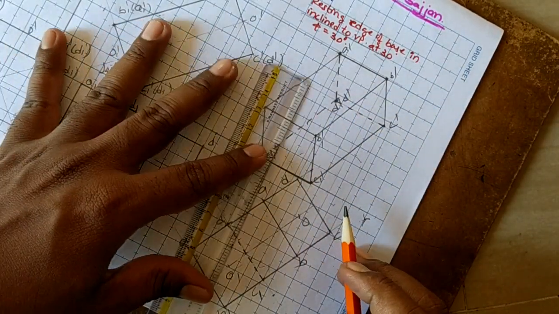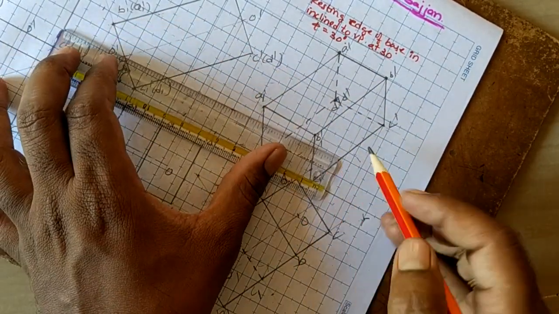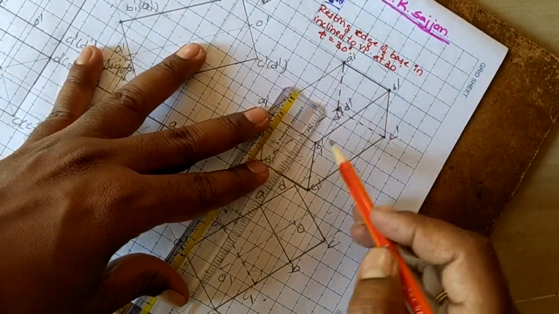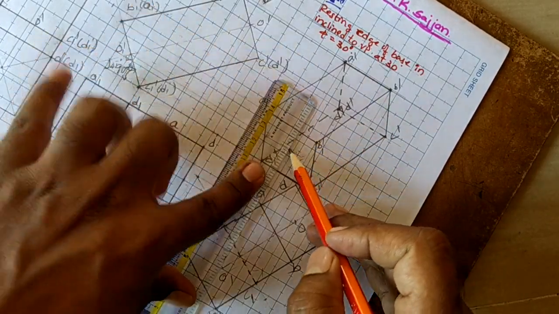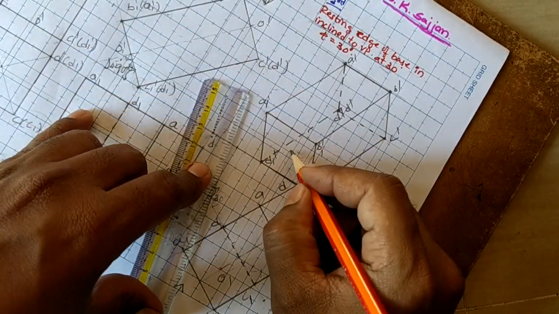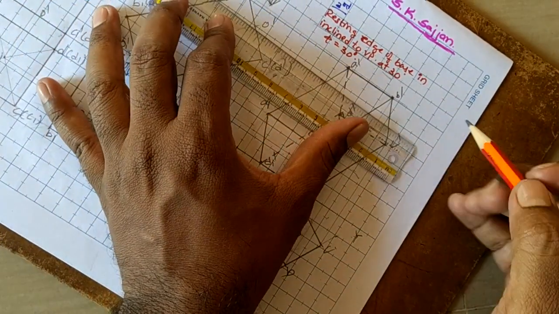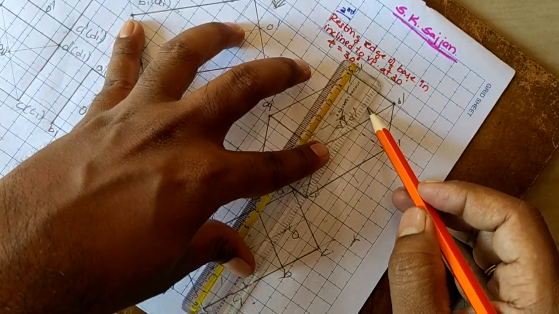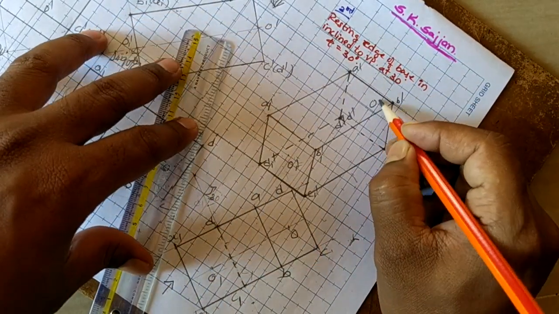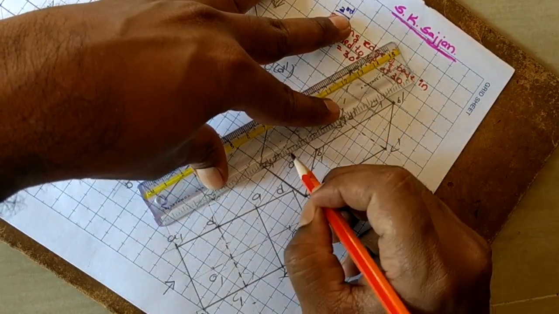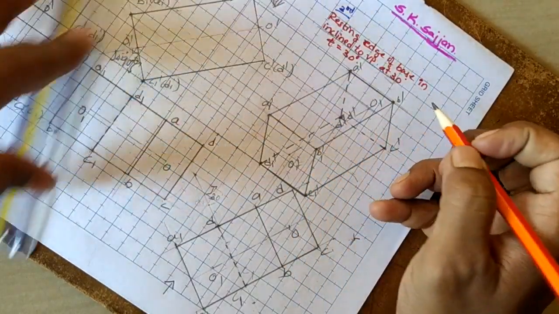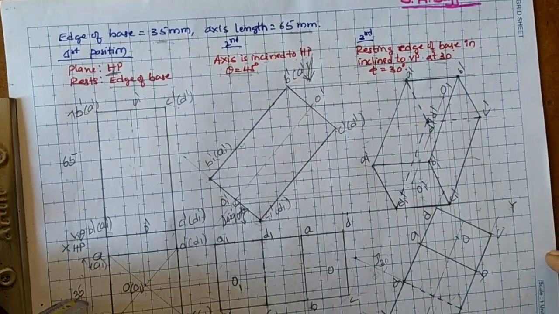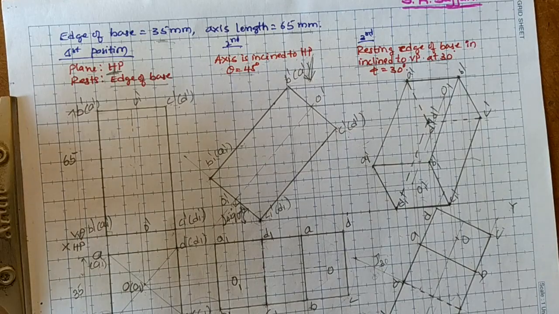After that, you draw the axis. Here is the axis, O1 dash, O dash. You connect from here to here. This is the axis. Okay, this is the projection of the square prism.